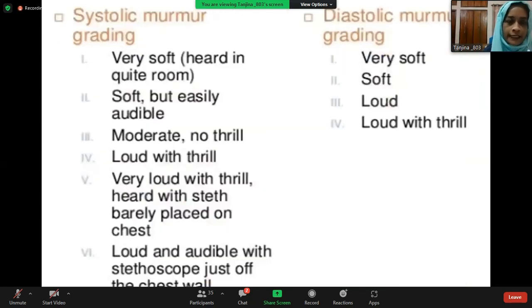The grading of the murmur: grade 1 is very soft, grade 2 is soft but easily audible, grade 3 is moderately loud but no thrill, grade 4 is always with a thrill, grade 5 murmur is very loud, and grade 6 is so loud it is audible without a stethoscope.